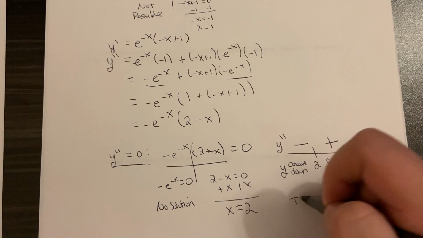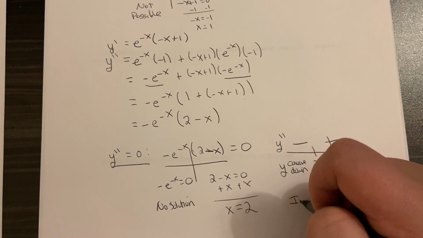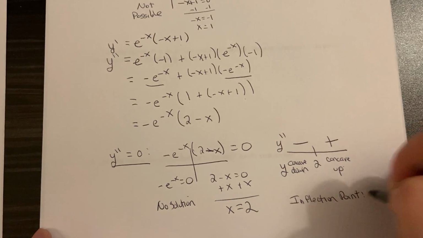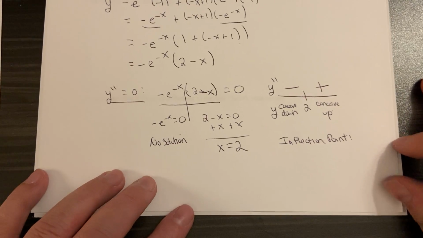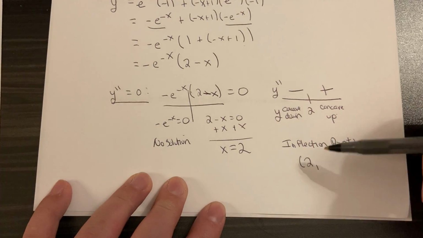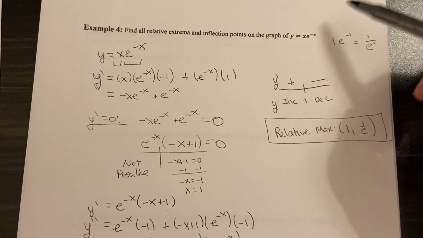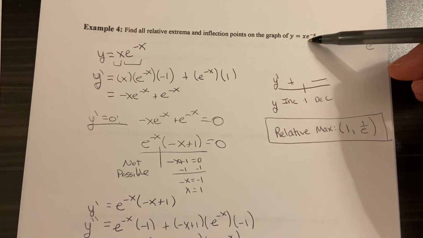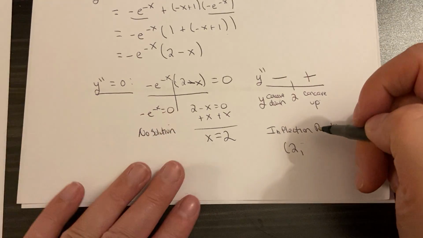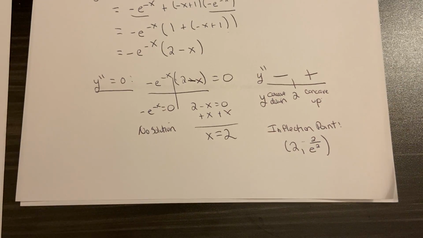Okay, so in other words, since it goes from concave down to up, that means there is in fact an inflection point there. And I'm going to give you the actual coordinates. So the actual coordinate on the x would be 2. And then if I put 2 into the original function, this one, I would get 2e to the -2, which is really just 2 all over e squared. And I just left it like that so it was exact.